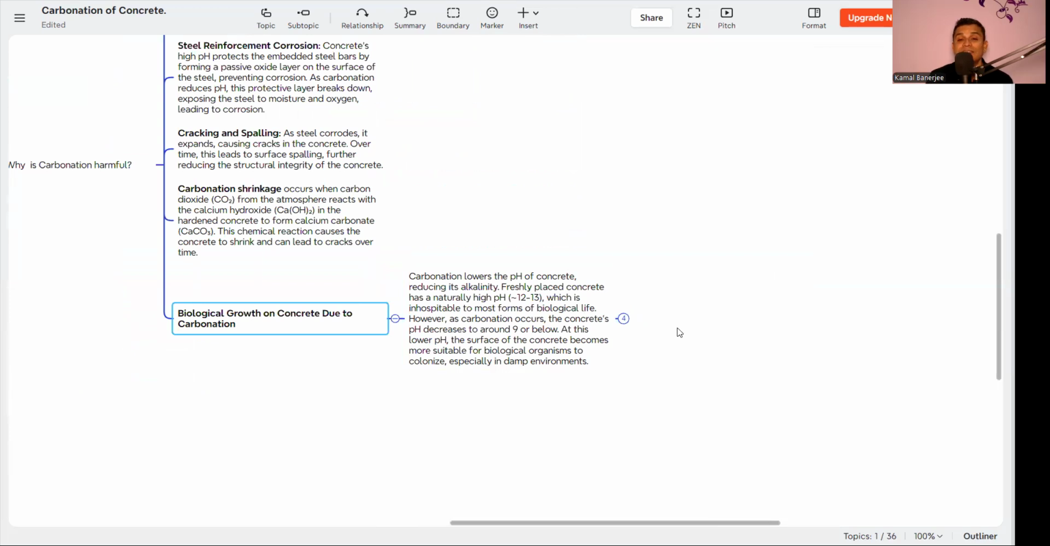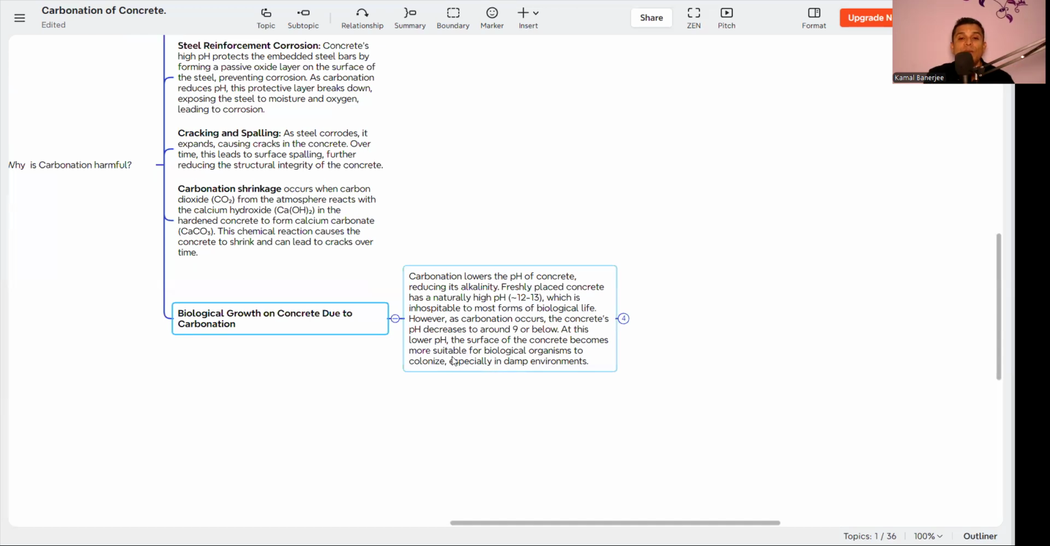Freshly placed concrete has a naturally high pH, that is 12 to 13, which is inhospitable to most forms of biological life. In this high alkalinity, biological life cannot sustain. That is why in concrete, we cannot see the forming of biological life. But when the carbonation of concrete is happening, it is reducing the alkalinity or reducing the pH. It has become 9 to 10. So now biological forms can happen in this pH range.